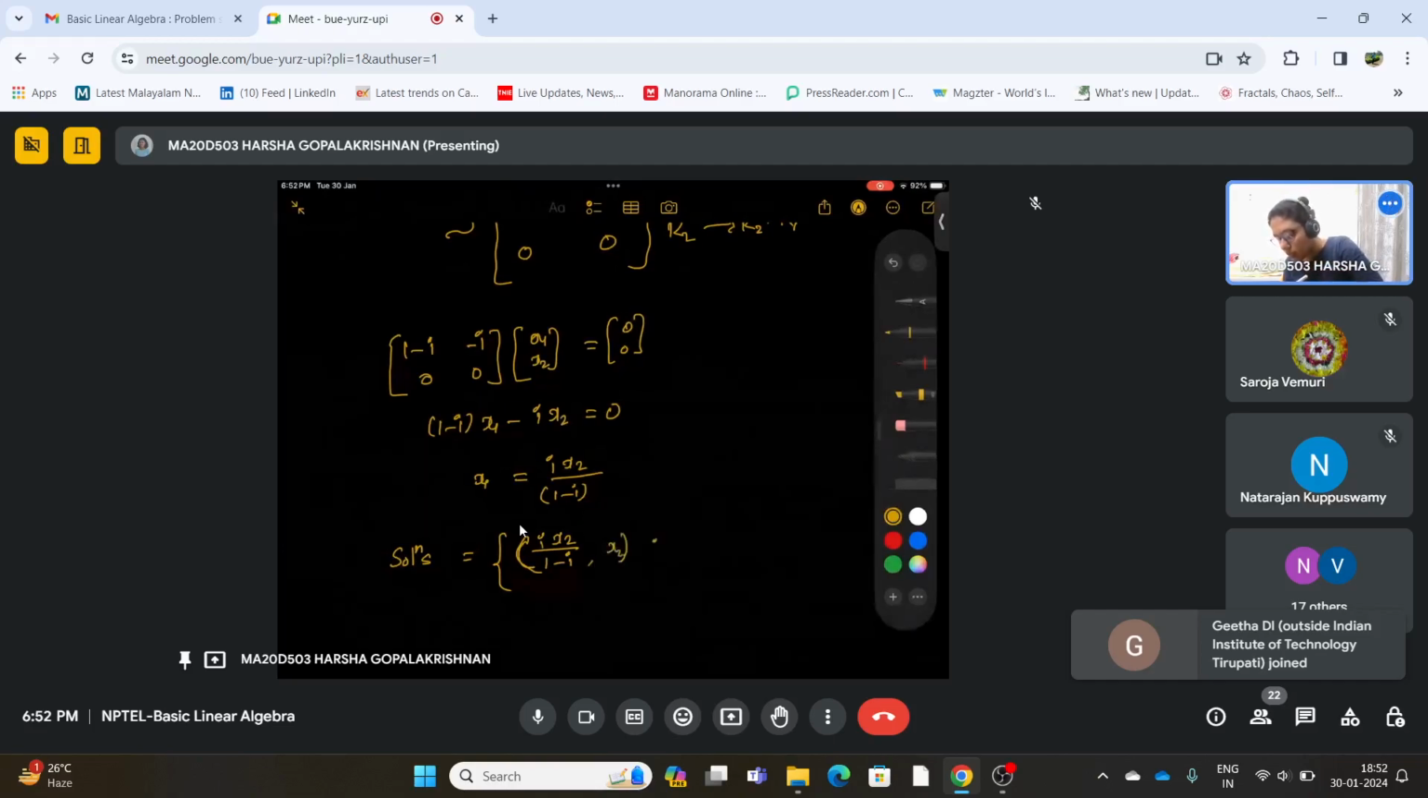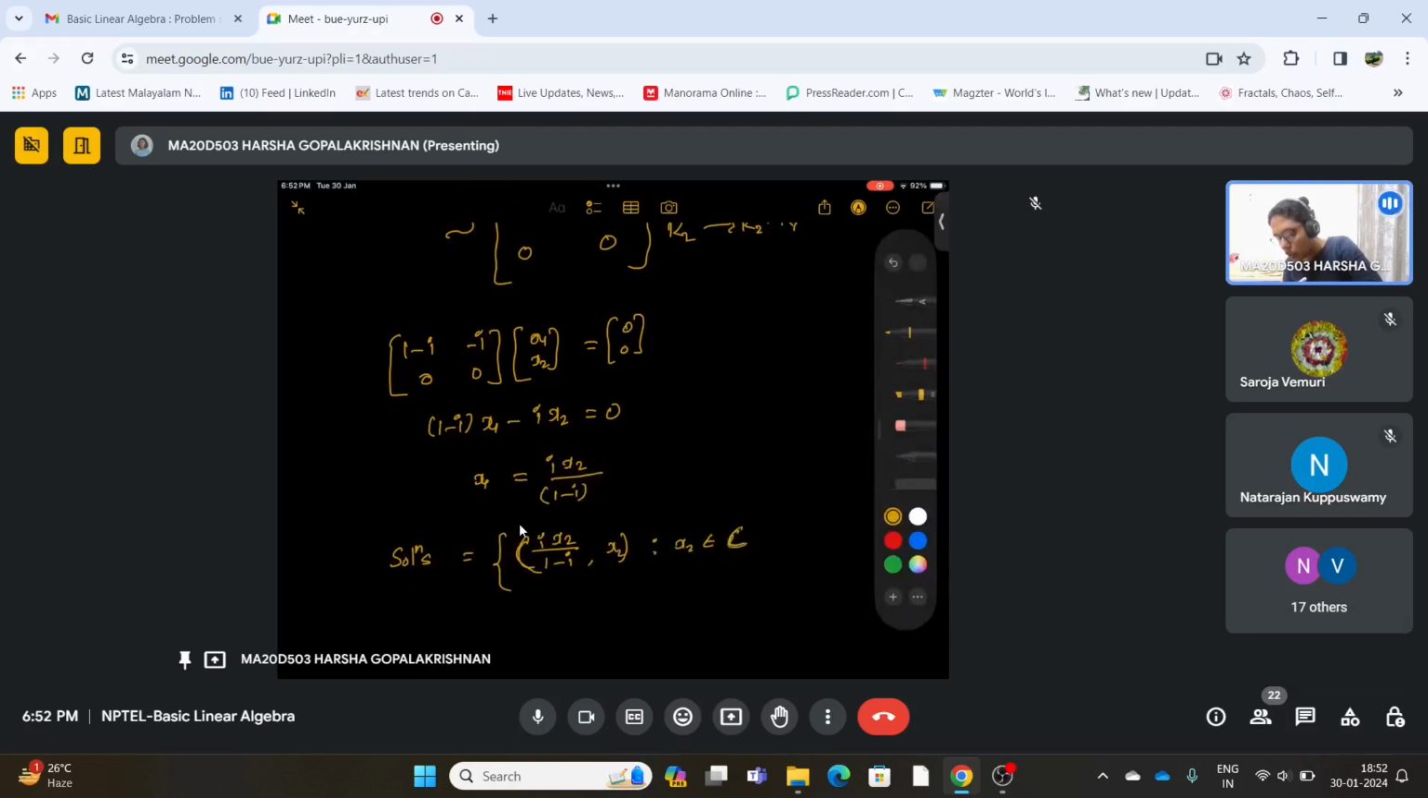x2 such that x2 belongs to actually any complex number. x2 can belong to any complex number, and depending on that, it will change. So all these constitute the solution space. These are all the solutions of the given equation.